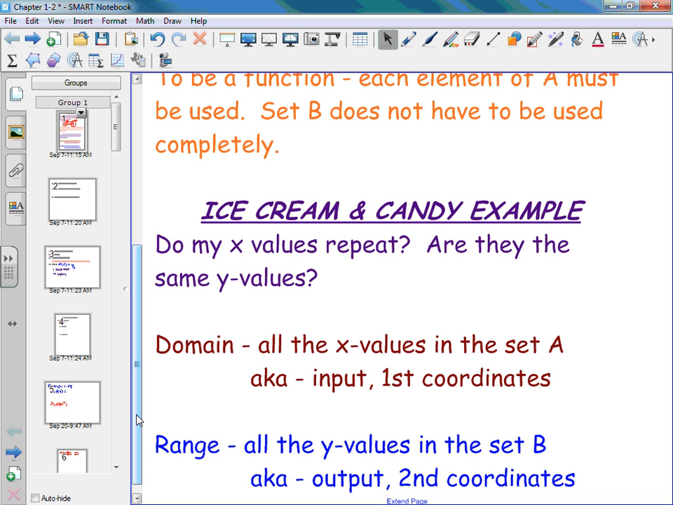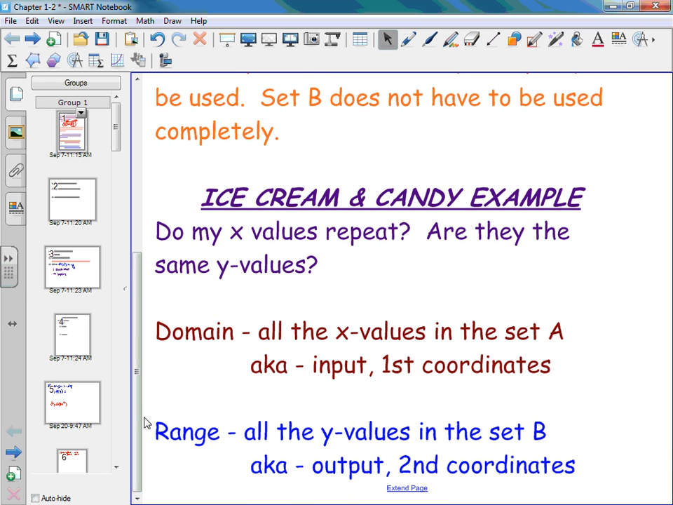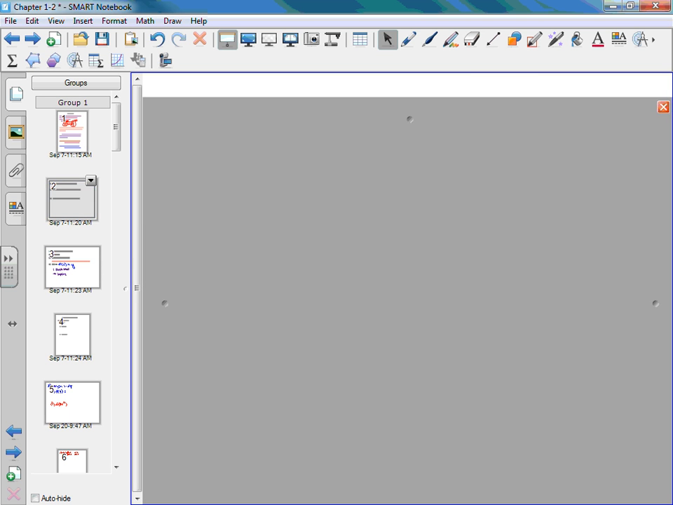Okay. Now, the questions you ask yourself: do my x values repeat? And if they do, are they the same y values? Those are the 2 questions you need to ask yourself to determine if it's a function. Okay? So, the domain we talked about a minute ago is the x values, which is set A, also known as the input, or the first coordinate. Range is the y values, which is set B, also known as output, and the second coordinates. Yay, nay? Excellent. Moving right along.